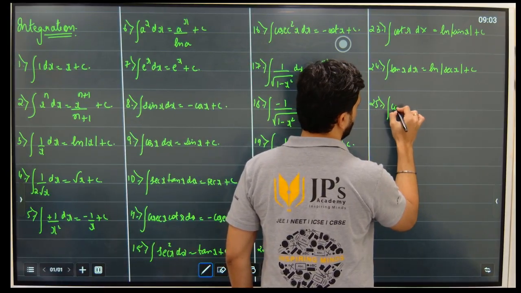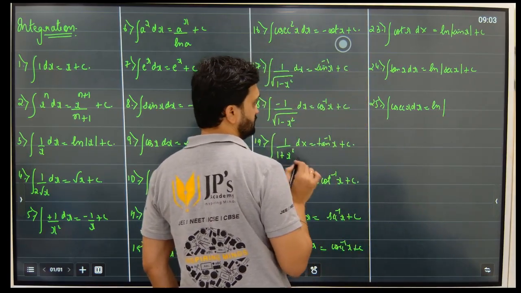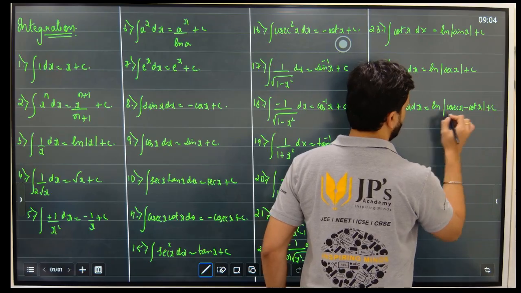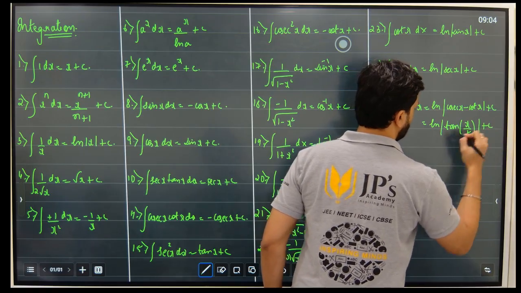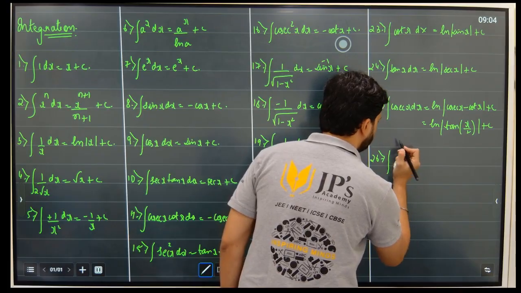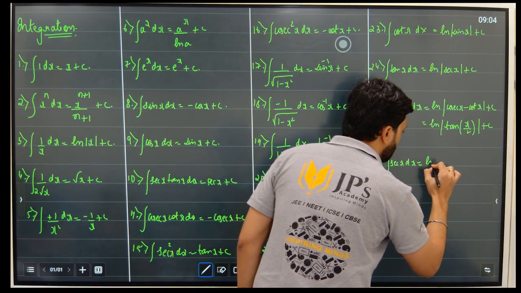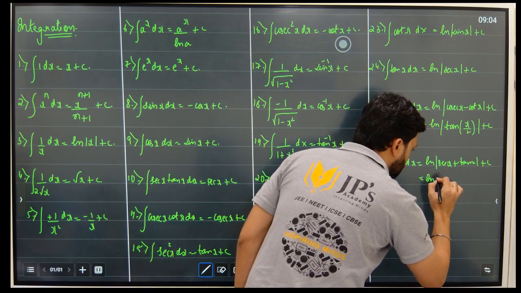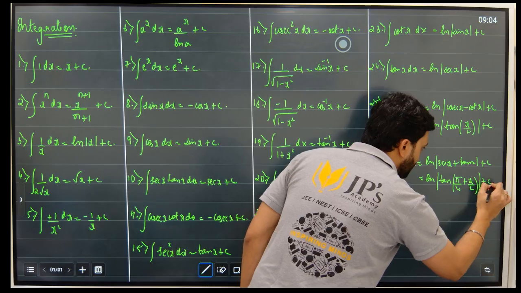Integration cosec x dx is equal to ln cosec x minus cot x plus c, and if I simplify this, it will become log tan x by 2 plus c. 26th, integration sec x dx will become ln mod sec x plus tan x plus c, which is equal to ln tan pi by 4 plus x by 2 plus c.